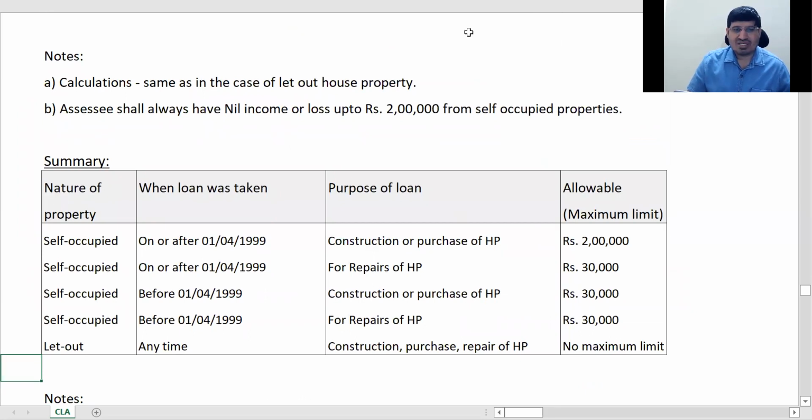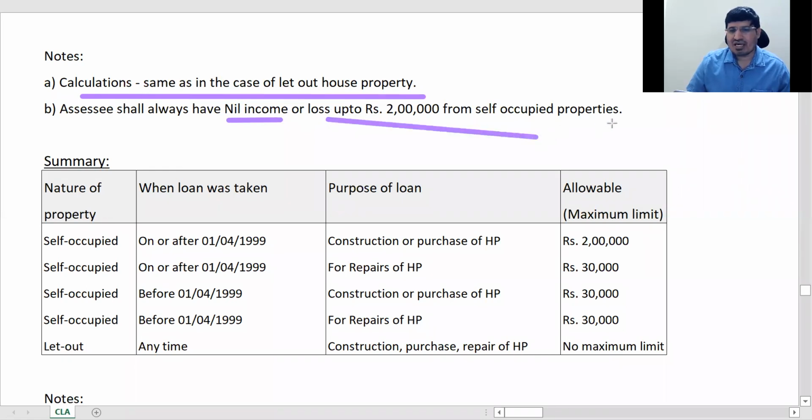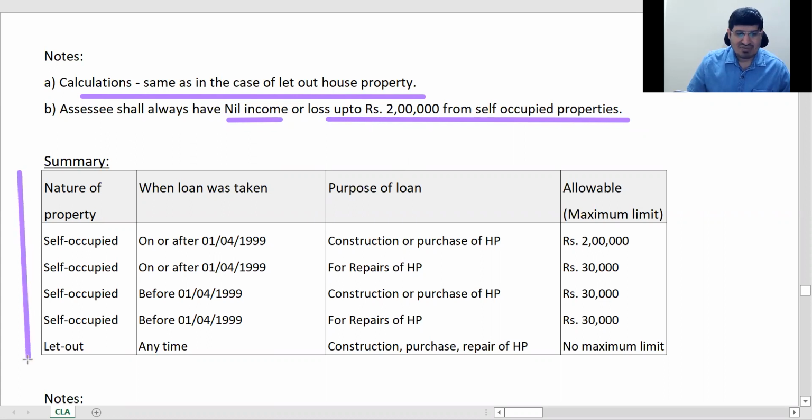Okay, next is calculations. Same as in case of let-out property, there is no difference at all. See, basically what is happening here, just understand, you're starting with a 0 NAV, that's all. Other than that, there is no change in rule. Follow the same rules. And here you shall always have nil or loss up to 2 lakh from self-occupied properties. Right. So here you have got only these cases. We're just summarizing this.